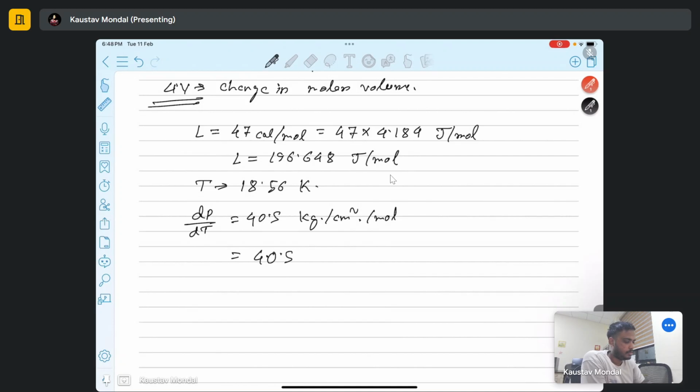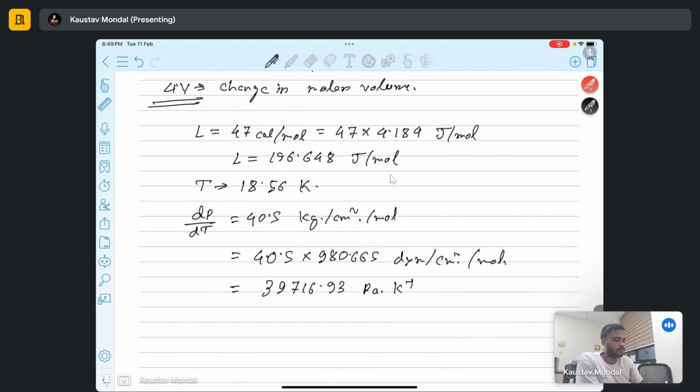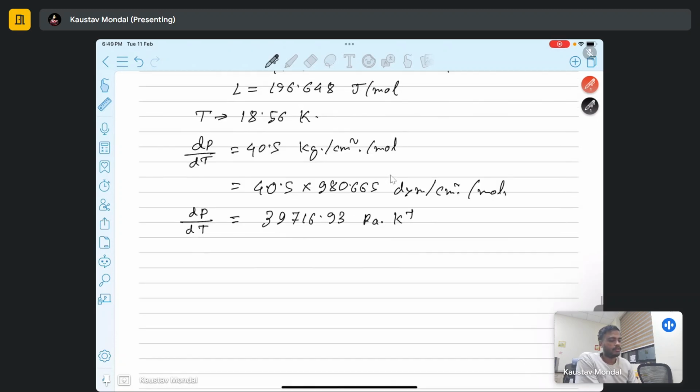So 40.5, now if you convert kg into dyne, you have to multiply it by 980.665. I'm just converting the units. So dyne per centimeter square per Kelvin. Now if you convert it into Pascal per Kelvin, it will simply become 39716.93 Pascal per Kelvin. So I have just converted the unit from kg per centimeter square to Pascal per Kelvin. This is the value of dP/dT.